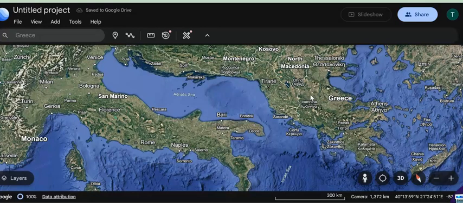So remember how with water you have a strait, which is like a little piece of water that connects two bigger pieces of water? An isthmus is the same thing with land. So this little strip of land right here is called the Corinthian Isthmus. And it connects the Greek mainland to the Greek Peloponnesus.